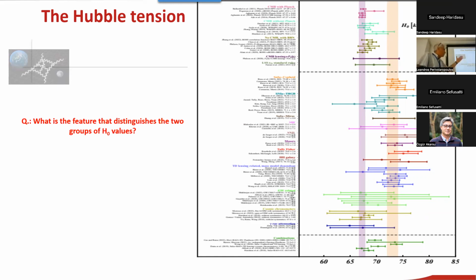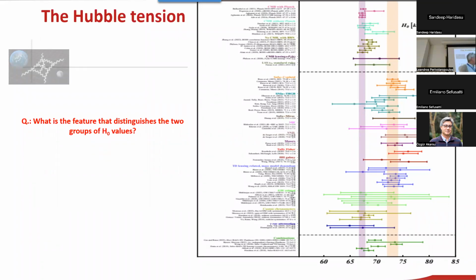So the question is, how can we actually group this? Why is there this disagreement? What are the properties of these measurements that like this kind of value, about 67 kilometers per second per megaparsec, compared to these measurements, which give the other value? Is it just that these are late time measurements? Because some of them are also favoring this small value, or is it something else? That's a question that we have to think about.